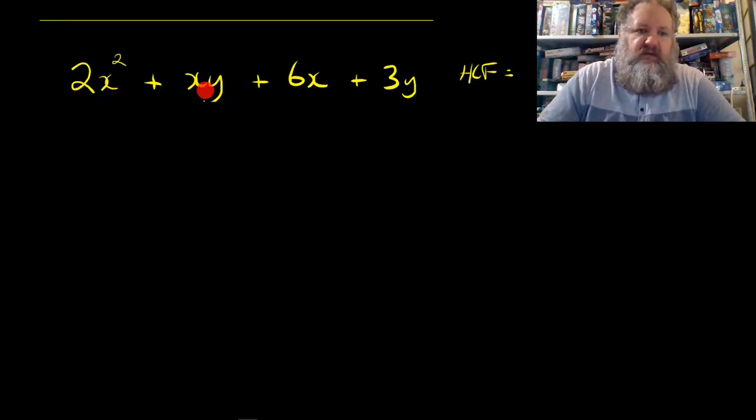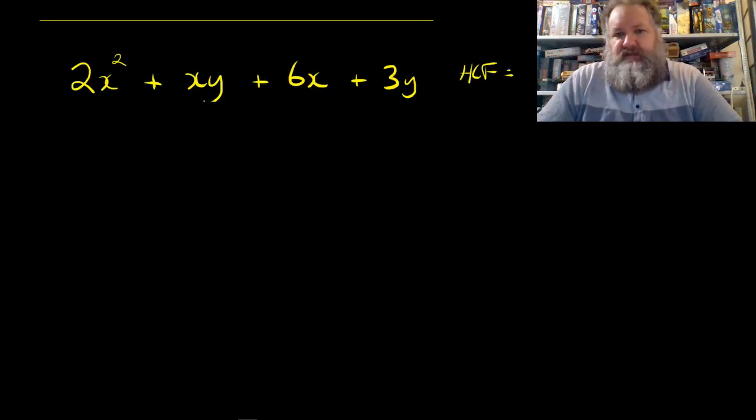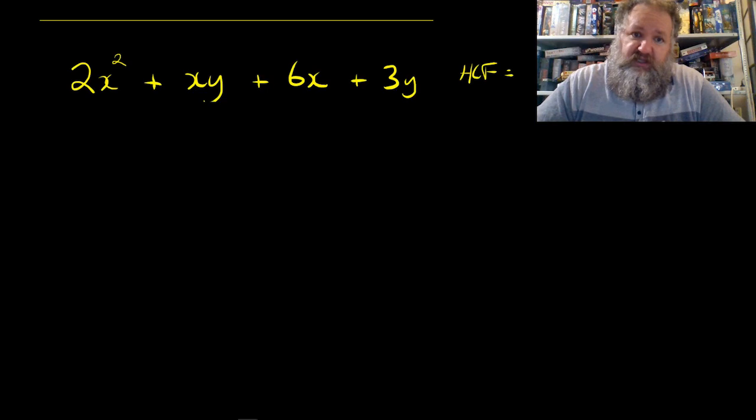Factors of 2, no, I can't get a factor of 2 out of there or out of there. That's no good. X, I can here, I can't here. All right, so there is no highest common factor that's shared between all 4 of these terms. And that'll often be the case when you're dealing with these polynomials. Lots of different terms. Okay, so what do I do? Well, we will factor by grouping.